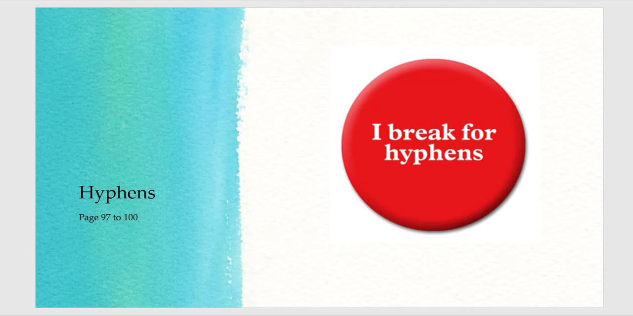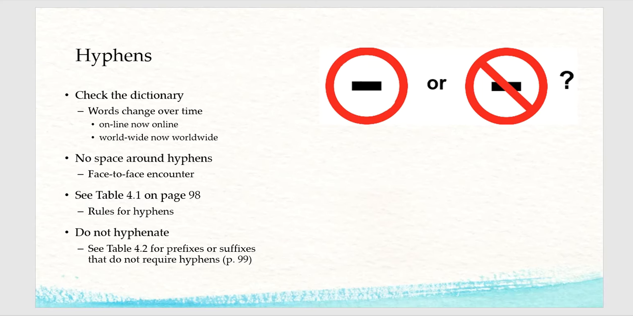I'm going to pick up where I left off. I have already covered the comma, the semicolon, the apostrophe, and the colon. So now I'm going to talk about hyphens. The hyphens are described on pages 97 to 100 in the APA book.